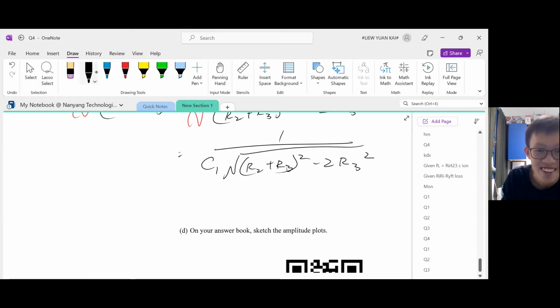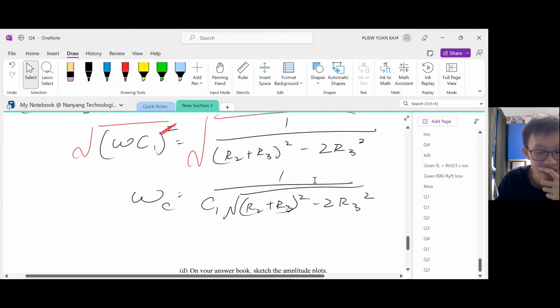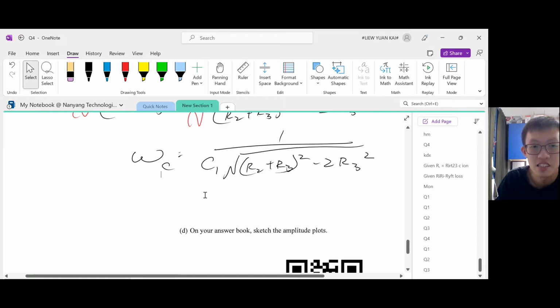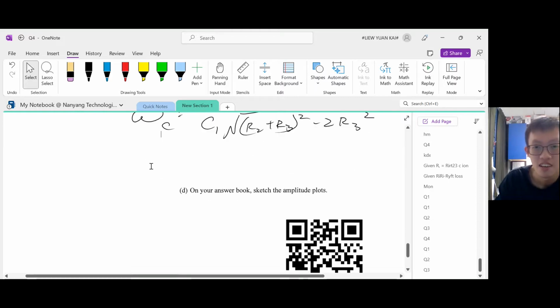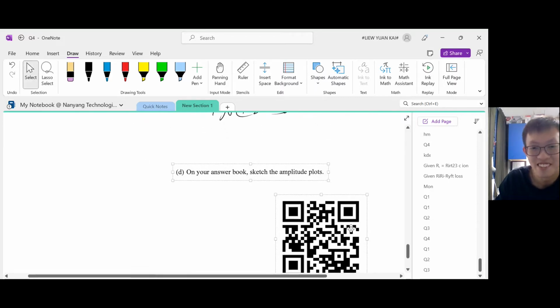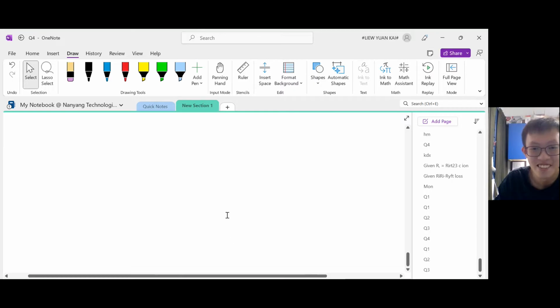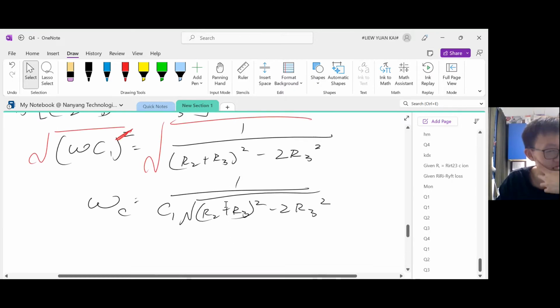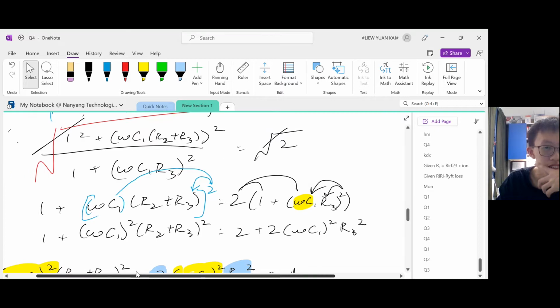I like it. Okay. So this is your cutoff frequency. Your cutoff frequency is this. I'm pretty sure it's correct because cutoff frequencies, you expect them to be 1 over C1 times R. Yeah, it's dimensionally consistent. So I think this is correct. Oh, that was not easy, but I like the challenge. So yes, that's it.